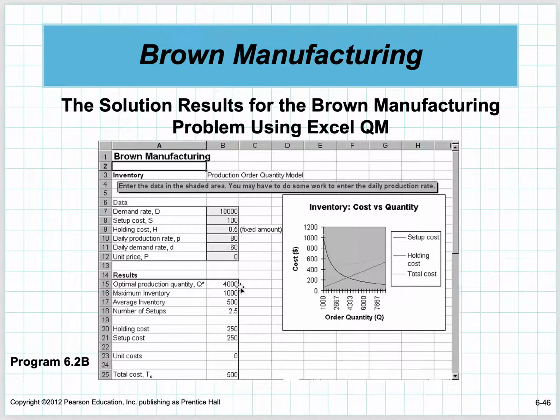And it gives us 4,000, maximum inventory is 1,000. So you produce for 50 days and only built up 1,000 in inventory. The average inventory is 500. The number of setups, the number of production runs a year is 2.5, as we said. The holding cost and setup cost is 250. And my total inventory cost without the cost of the goods themselves is 500.